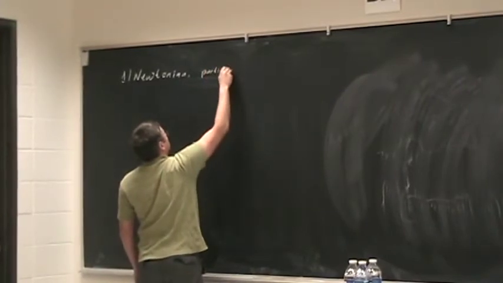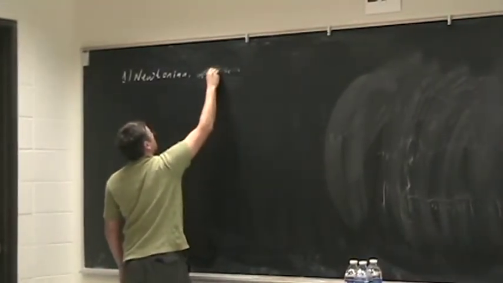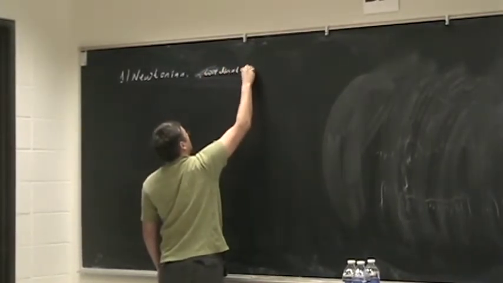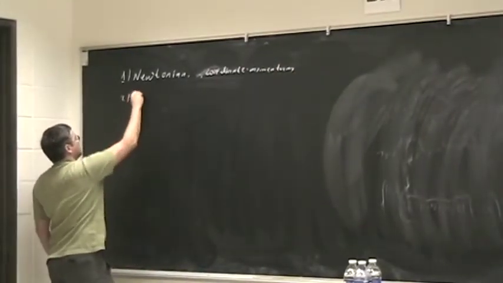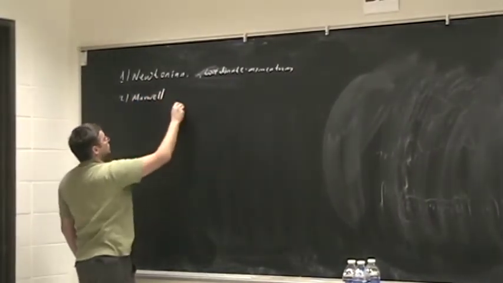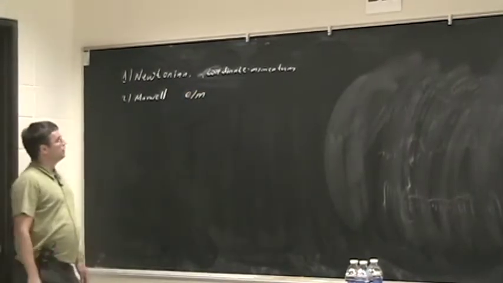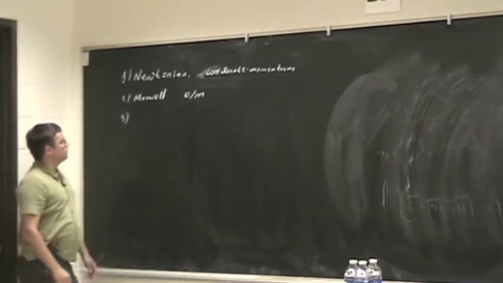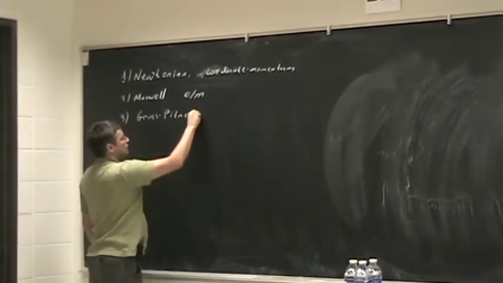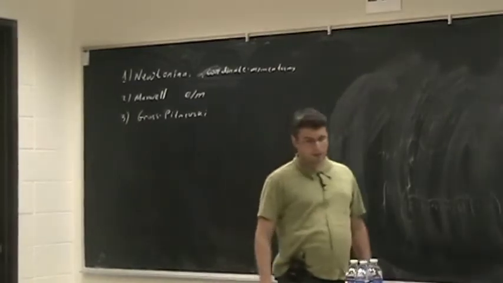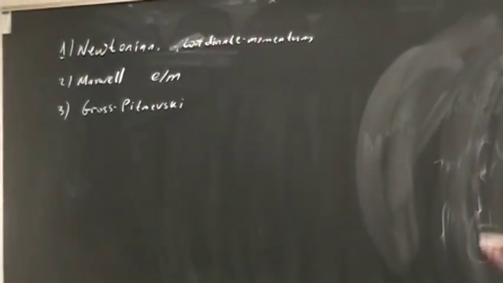So of course, we're all familiar with what I call Newtonian mechanics, particle coordinate and momentum. Another classical limit, which we all know, is Maxwell's electromagnetic theory. And one more limit which I mentioned, which is very important, is this wave limit, the Gross-Pitaevskii limit, where we describe various coherent quantum liquids like superfluids and so on.